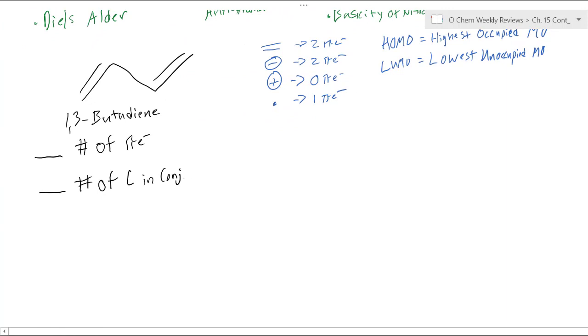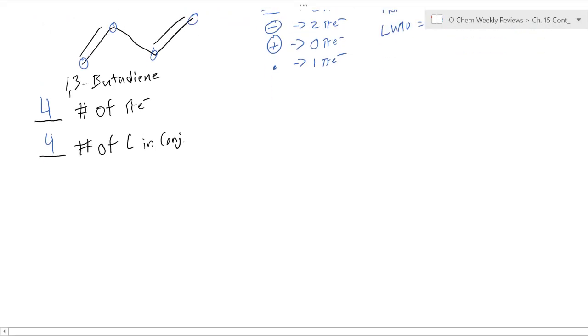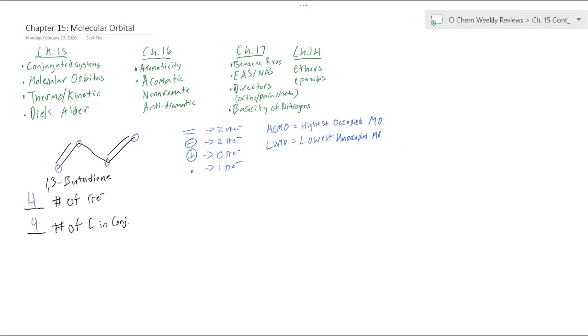Alright, so for this example, let's count all of our pi electrons. I see 2 double bonds, which means 2 pi electrons per double bond, giving us a total of 4 pi electrons. And then I see 1, 2, 3, 4 carbons in conjugation, so we also have 4 carbons. Now once we have that information, we can go ahead and draw our molecular orbital. Let me zoom out a little bit.